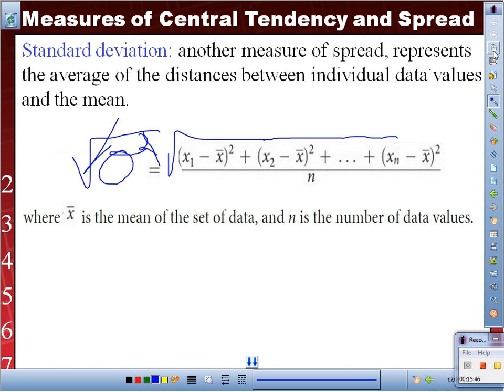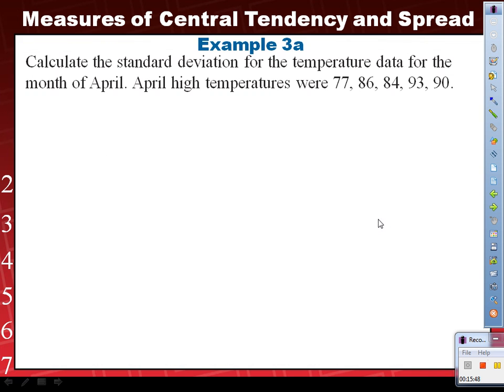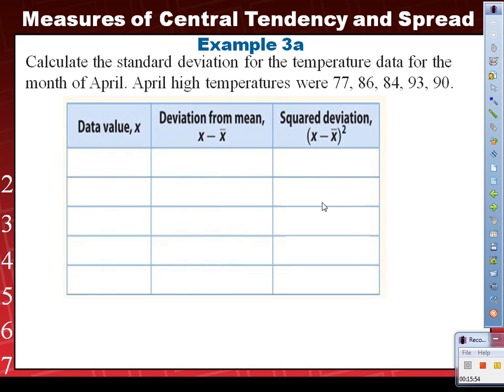Okay? So with that said, turn the page over. You're going to need some space. Copy this example, example 3A. And then, don't copy the formula. I'm going to show you how to do the work first. Just copy the numbers. Don't write the information yet. Just copy the numbers and copy this table right underneath. So we have 77, 86, 84, 93, and 90.